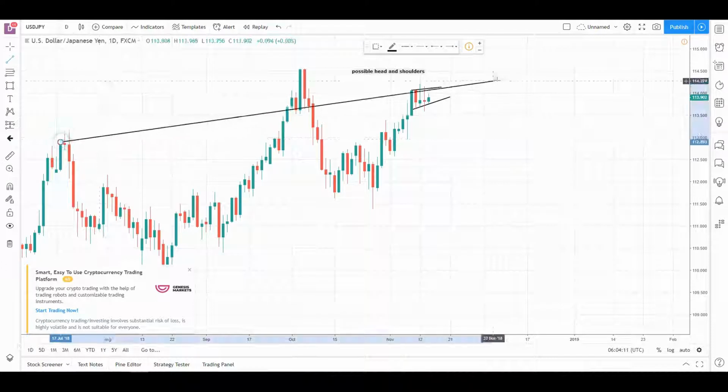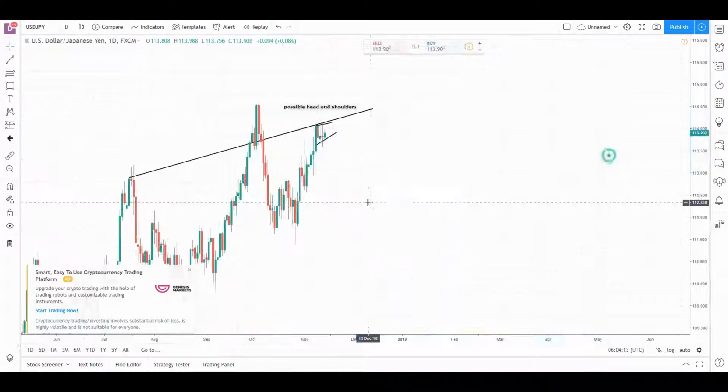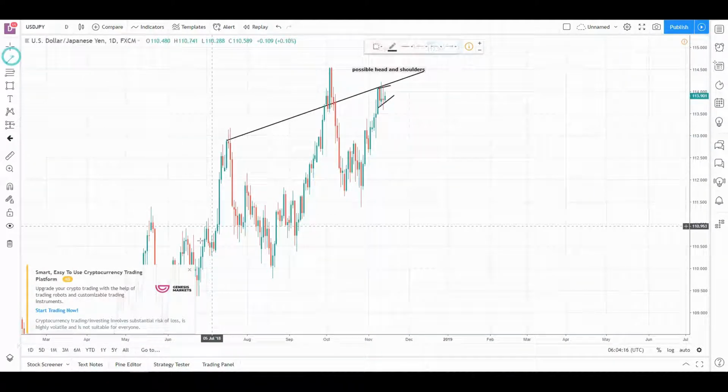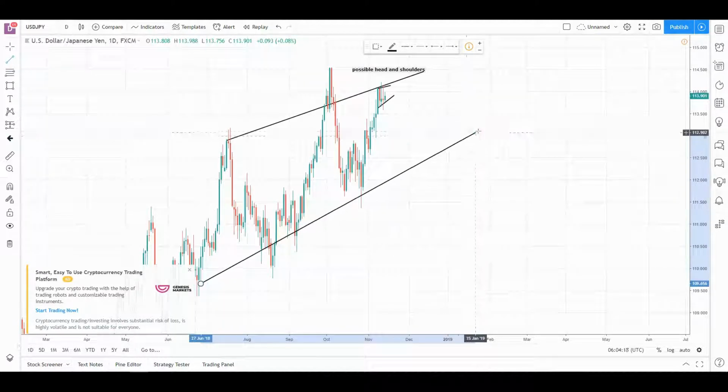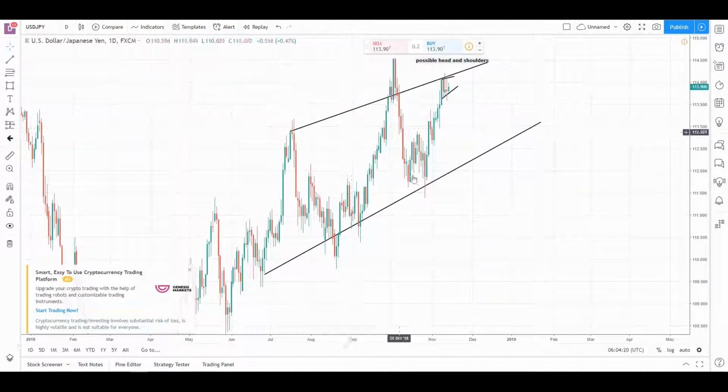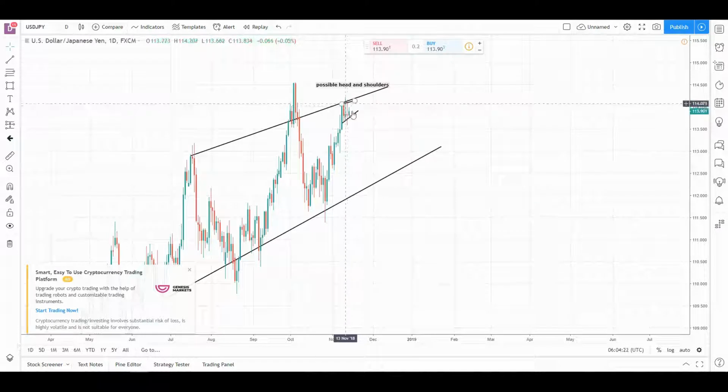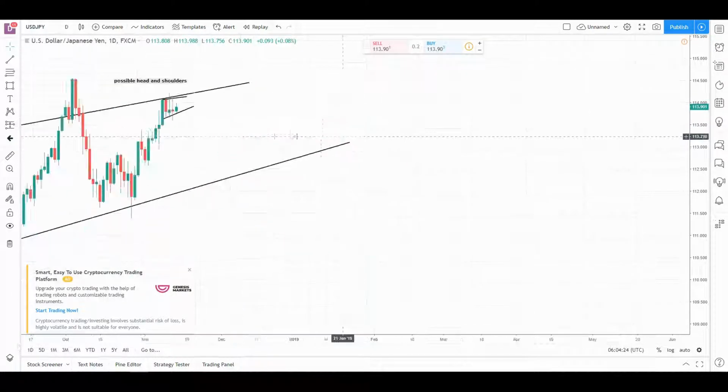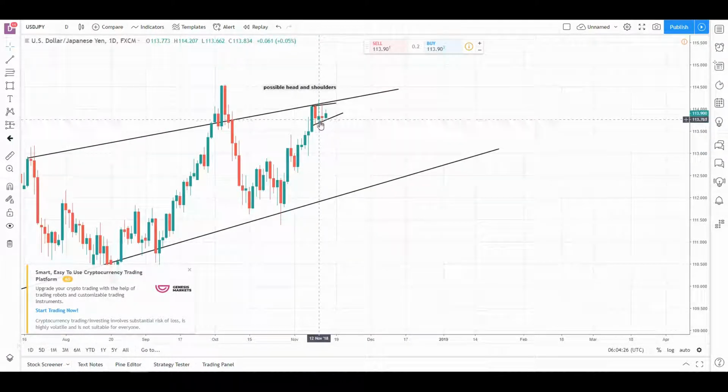Let's do it like this. So we have a possible head and shoulders on the daily, a sideways one. See this trading range, sideways trading range, and then we have contraction right here. Good contraction. We also have a pin bar.